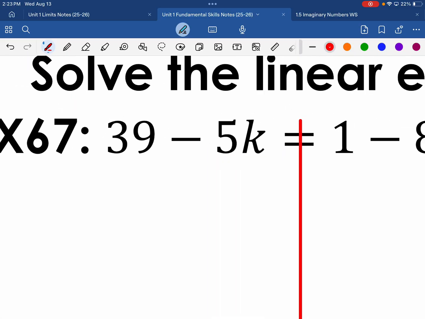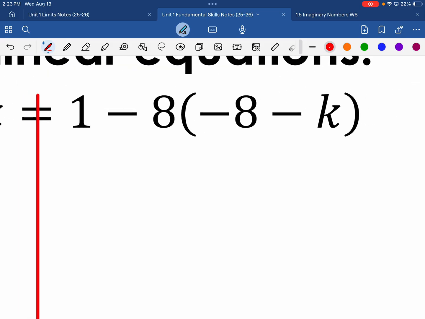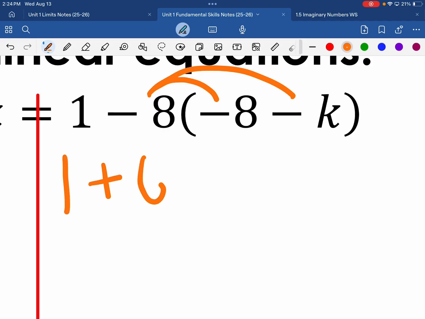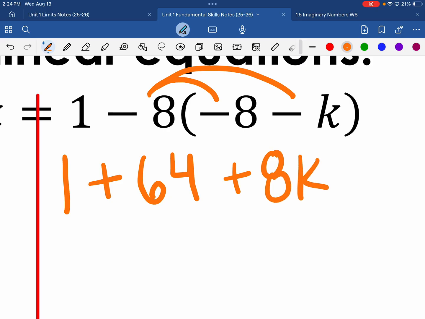So on the left side, I've got 39 minus 5k. It's simplified. You can't do anything with that. On the right side, though, what can I do? Yeah, I can distribute this -8 and multiply. So -8 times -8 is? Positive 64. And -8 times -k? Plus 8k. Why did you not make that -7? Order of operations says I have to multiply before I add.